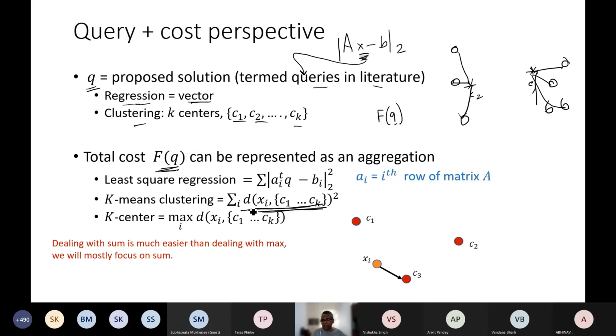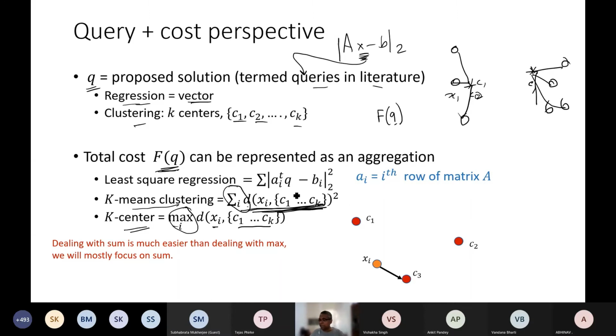Look at the k-means query. I've written D to be the distance of x1 to C1. You basically take the distance of every point to its closest center, square the distance, and sum it over all the points. This is exactly the problem of k-means clustering. If you are thinking about k-center clustering, it's very similar. You take the distance of everybody to their closest center, and then take the max of the distances instead of the sum. So the only difference between k-means clustering and k-center clustering is the sum versus the max.